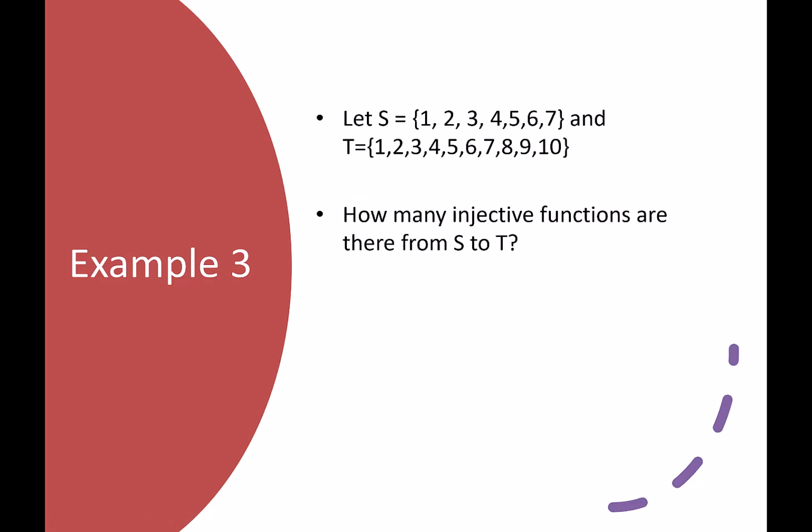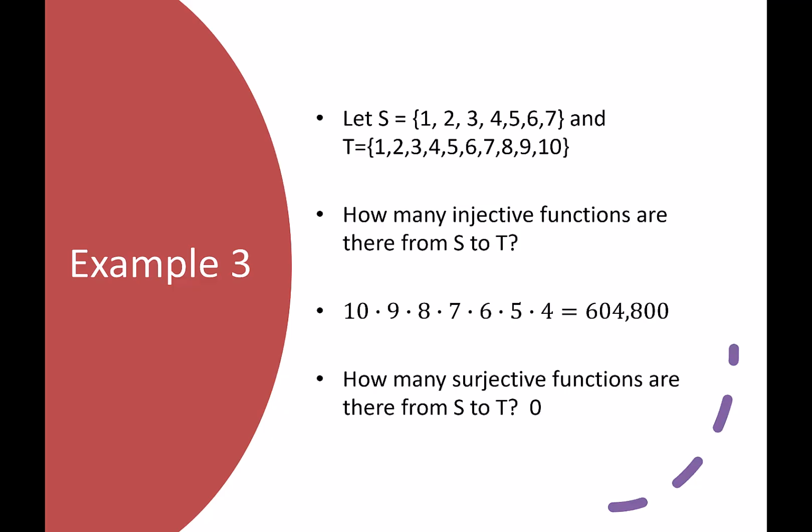When we look at the number of injective functions from S to T, we have to think about how many choices we have for each element. The first element would have 10 choices, the second would have 9, then 8, then 7, then 6, then 5, then 4. When I multiply that together, there are 604,800 different injective functions from S to T.